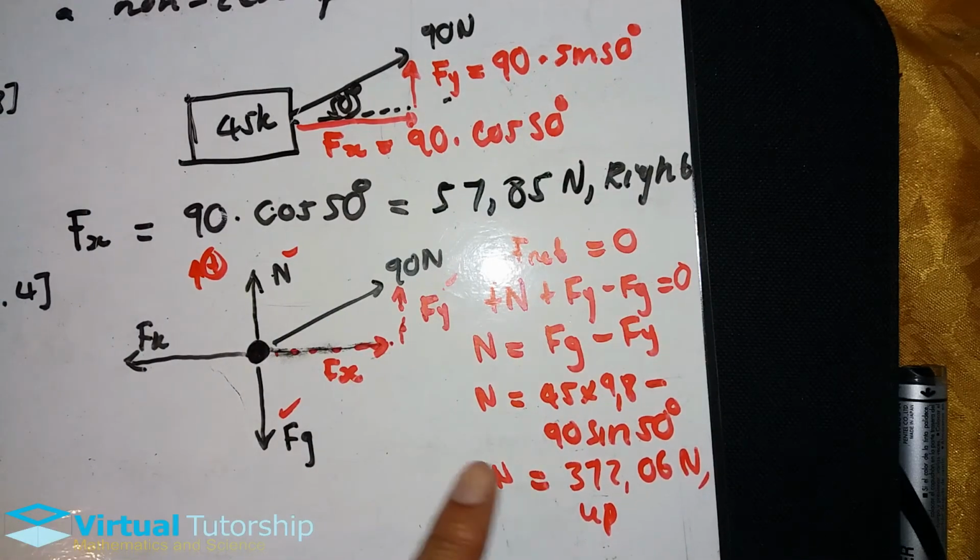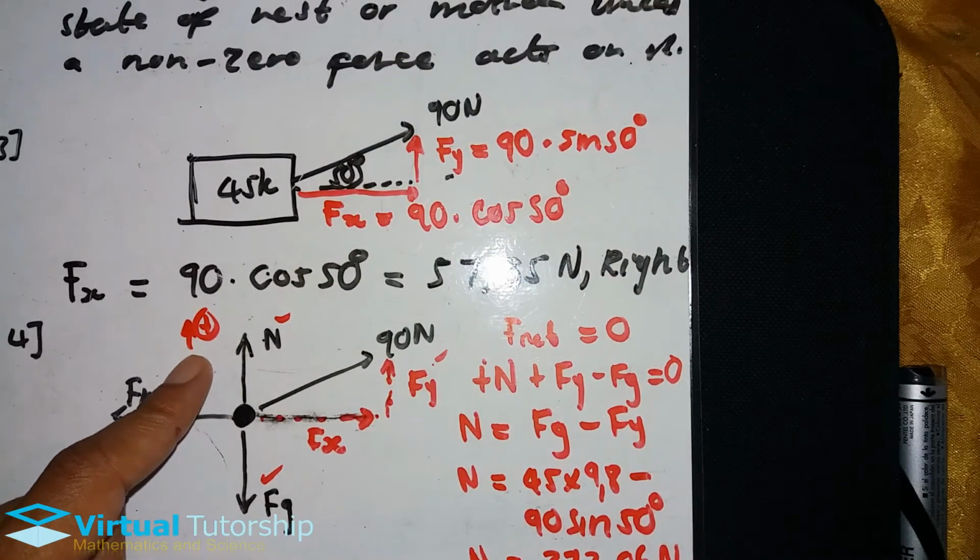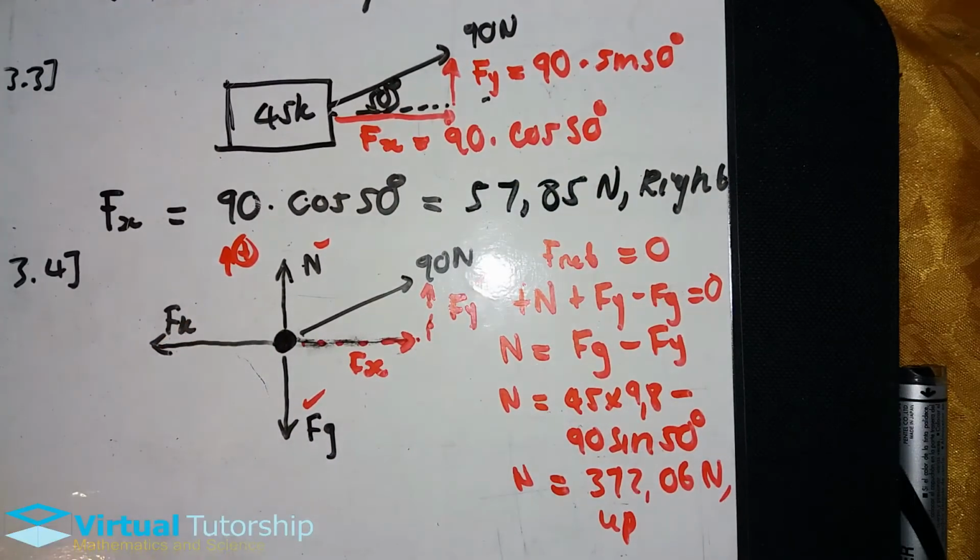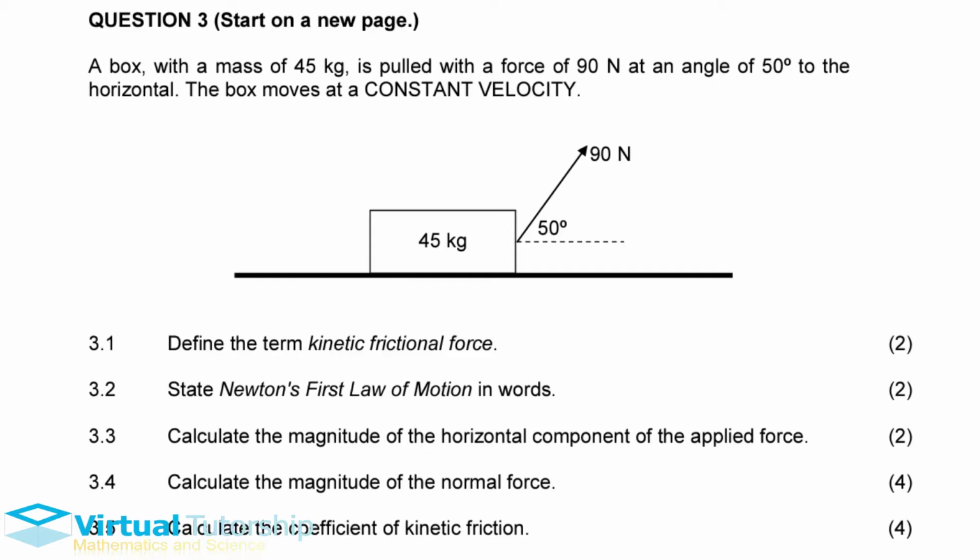Because the answer comes out as positive, the upward direction is considered positive. Now let's do 3.5, but first I think I'll erase this. Okay, now 3.5. With 3.5 we see that they say calculate the coefficient of kinetic friction.